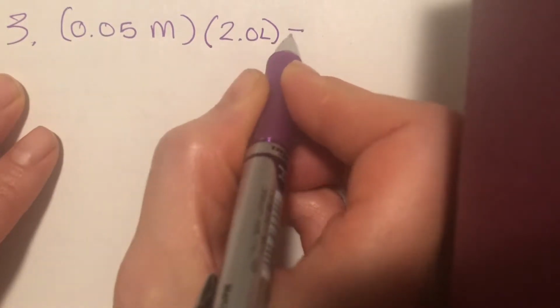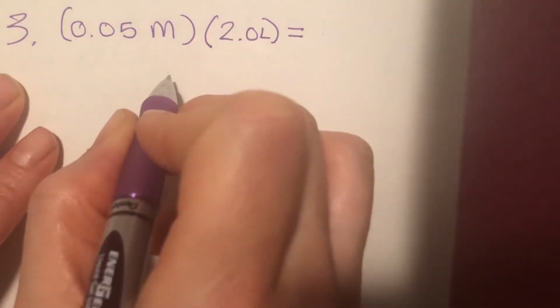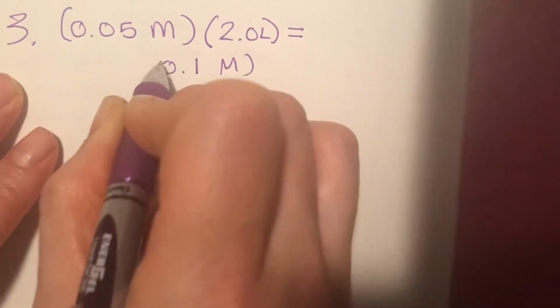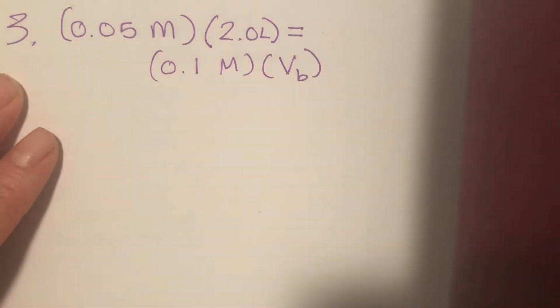Sorry, it's not going to be totally linear. I don't have the largest screen space. So then I've got my MB, which is 0.1. And the variable that I have left over is my VB. So I'm solving now for VB.